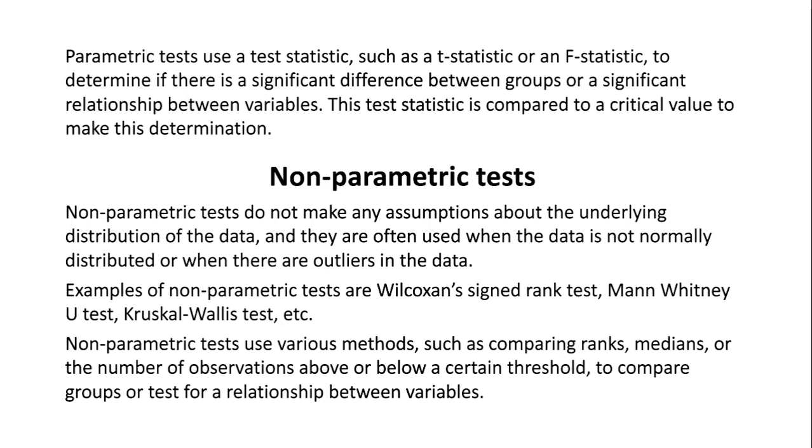Non-parametric tests. Non-parametric tests do not make any assumptions about the underlying distribution of the data, and they are often used when the data is not normally distributed or when there are outliers in the data. Examples of non-parametric tests are Wilcoxon signed-rank test, Mann-Whitney U-test, Kruskal-Wallis test, etc. Non-parametric tests use various methods, such as comparing ranks, medians, or the number of observations above or below a certain threshold, to compare groups or test for a relationship between variables.